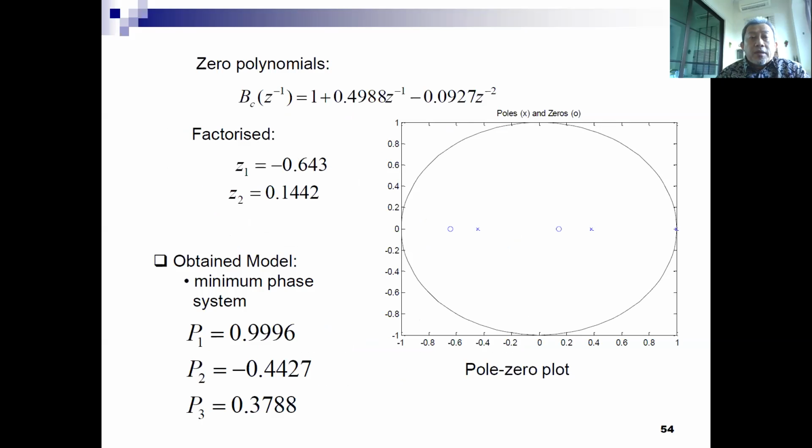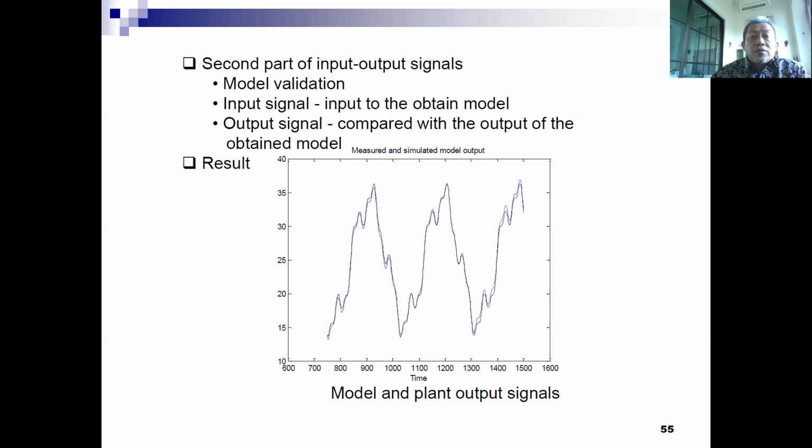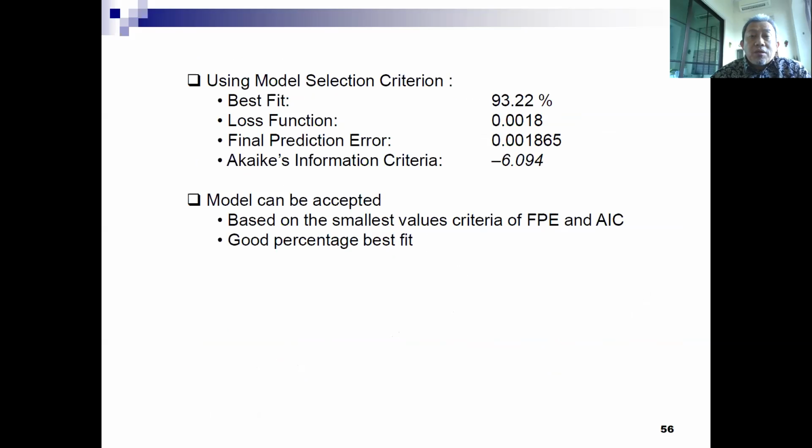Then you can see that, nampak tak? Zero minus 0.6 dah masuk dalam unit circle. Zero yang kedua 0.144 dah masuk dalam unit circle. Okay. All zeros inside the unit circle, all poles inside the unit circle. So meaning that the system now is stable and minimum phase. It's not non-minimum phase anymore. It's minimum phase now. And the model output percent best fit is 93.22 with loss function 0, FPE 0, and AIC minus 6. Okay.